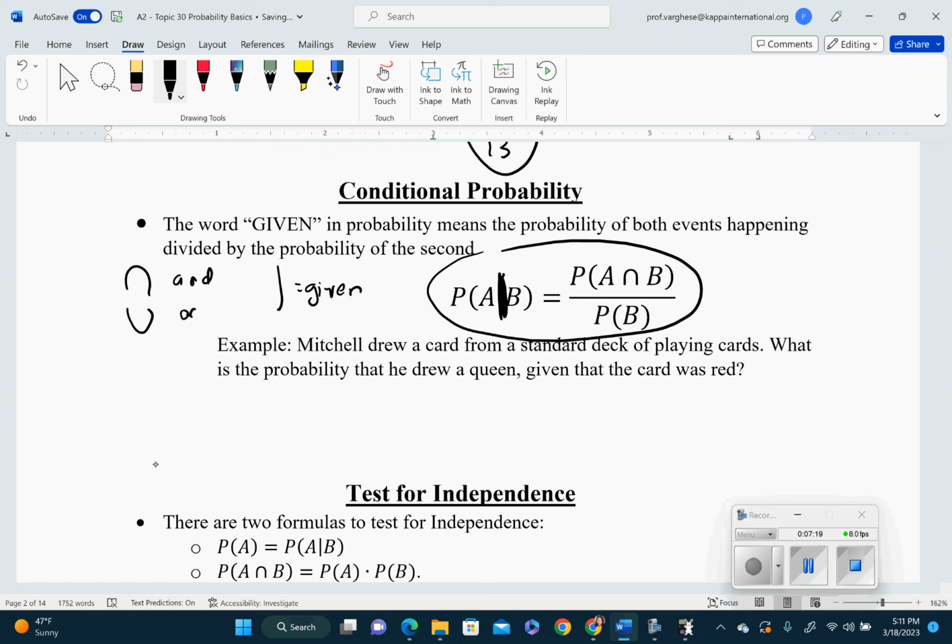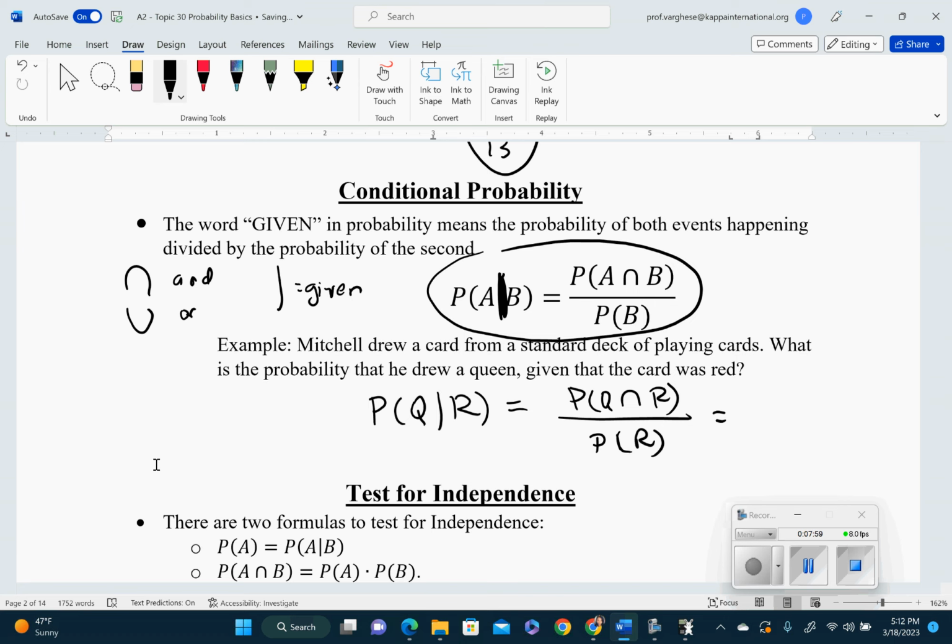So Mitchell drew a card from a standard deck of playing cards. What is the probability that he drew a queen given that the card was red? So given that it was red. So let's go ahead and instead of A and B, let's use the variables that we wrote right here. So the probability of both of them happening, that it's a queen and red, over the probability of the second. So you can kind of think of this as a division symbol. So the probability of red goes on the bottom.